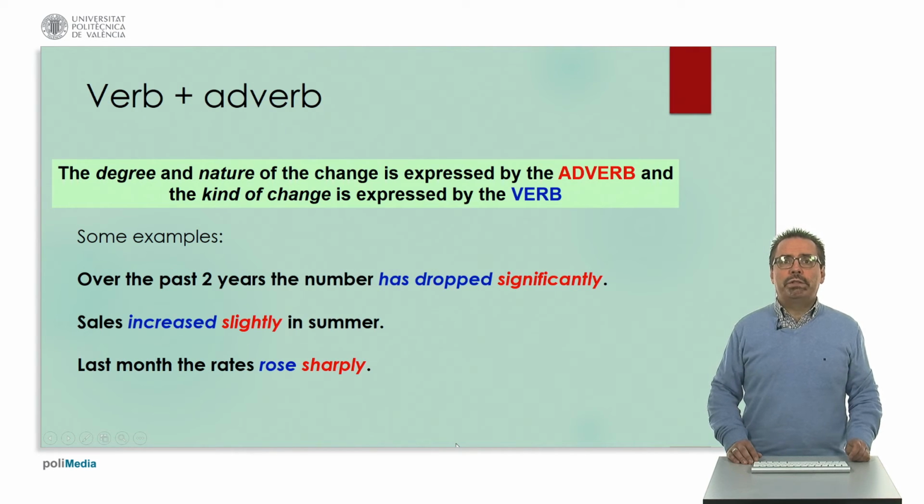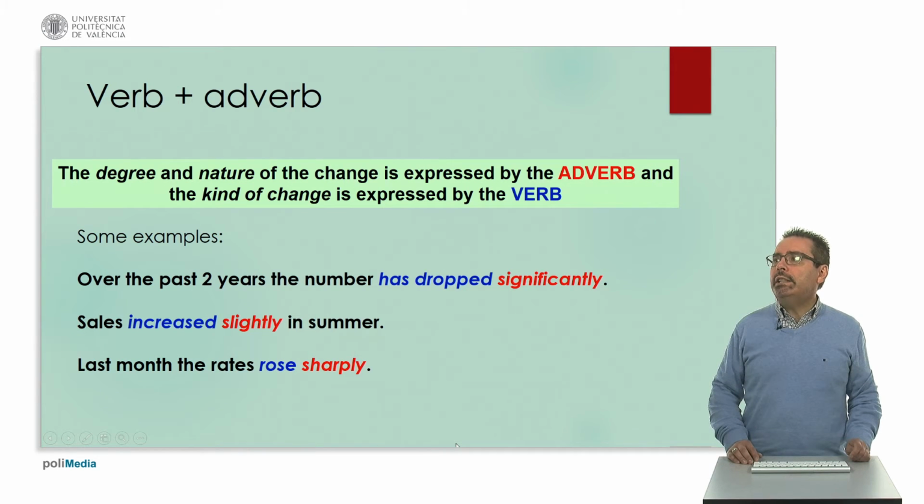Another very important structure is that comprising a verb and an adverb. In this case, the degree and nature of the change is expressed by the adverb, here in red, and the kind of change is expressed by the verb, here signaled in blue color. Here we can see three examples to illustrate that.